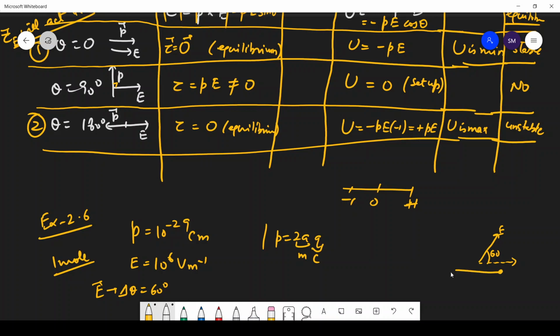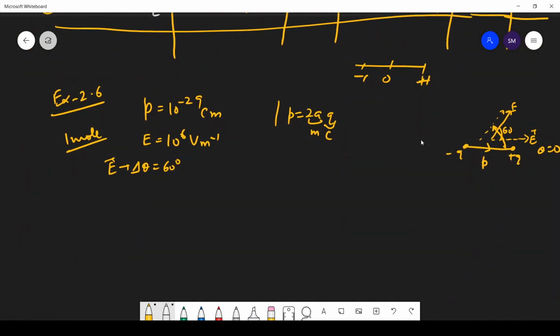So initially the dipoles were lying in this direction, they were in stable equilibrium. This was your P, this was your E, they were aligned, theta was 0, stable equilibrium, and this is plus Q, this is minus Q. Now this dipole will align itself, it will move in this direction and align in this direction. So they all will rotate by 60 degrees to reach the stable equilibrium, because this torque due to the electric force will act on them and it will reduce their potential energy.